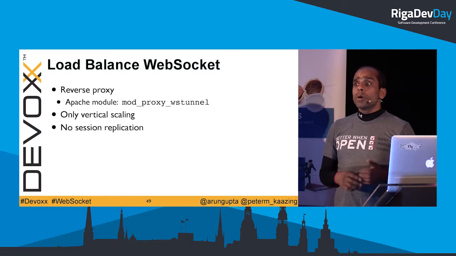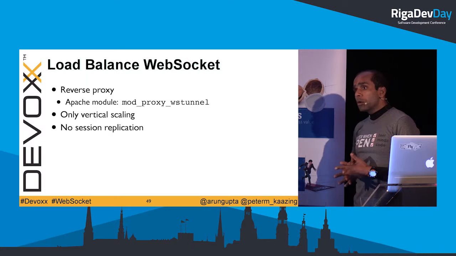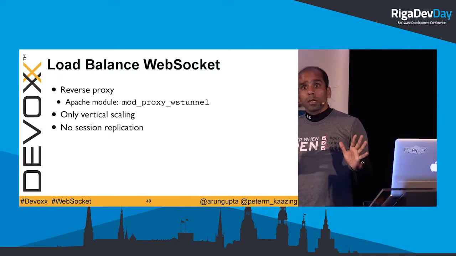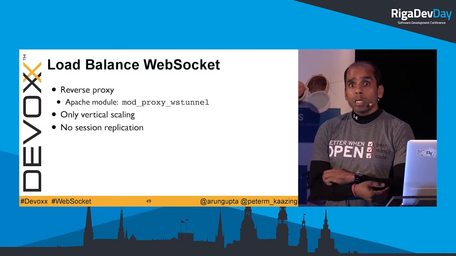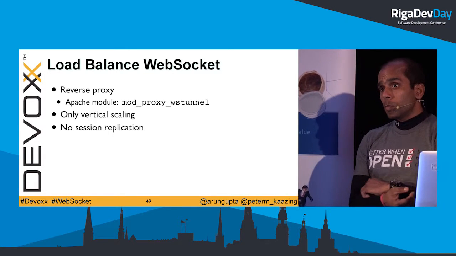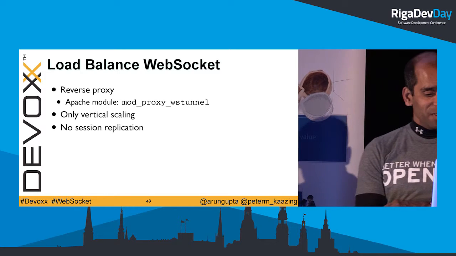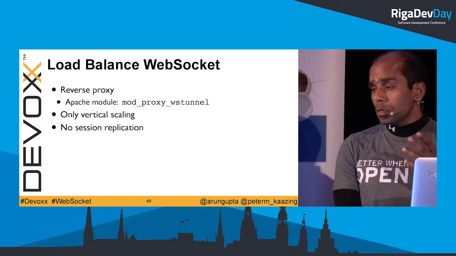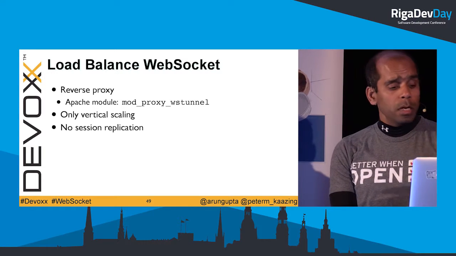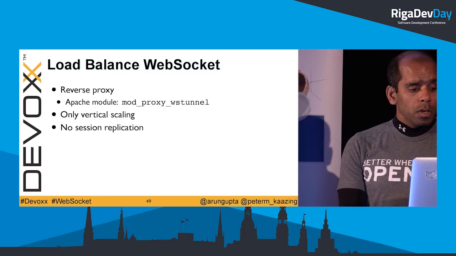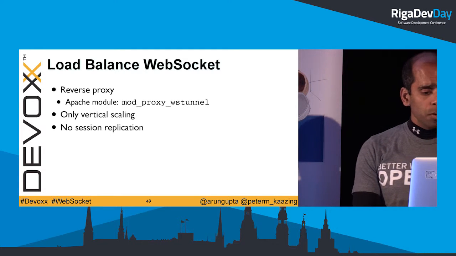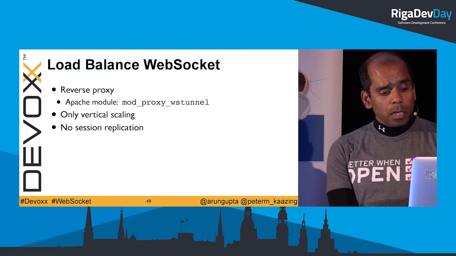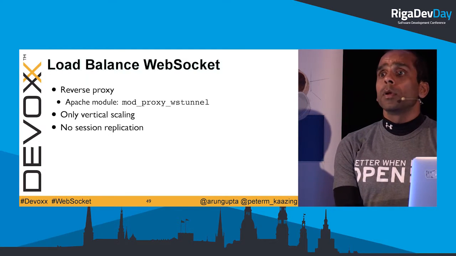Internally, we have done benchmarks where running up to 80,000 concurrent WebSocket connections has not been an issue. That's the sort of numbers we have seen. And I'll show you another benchmark, whose numbers were very pleasantly surprising for us too. The way you load balance WebSocket is again standard techniques. You do either a reverse proxy or only vertical scaling, and there is of course no session replication. How you do vertical scaling, those details are again available on my blog over here.